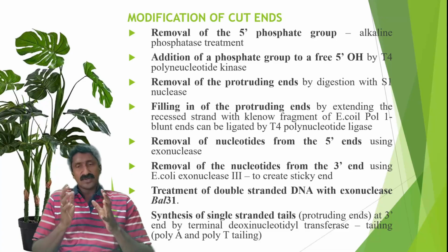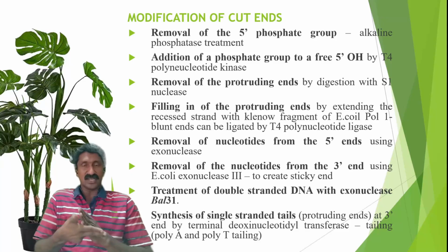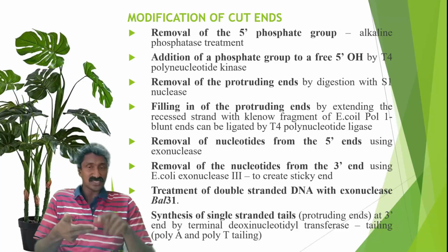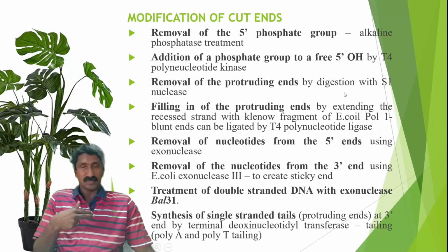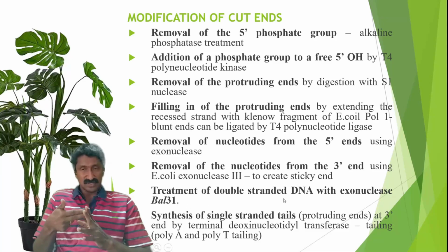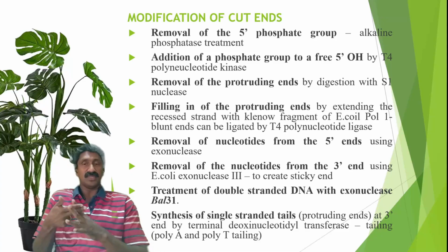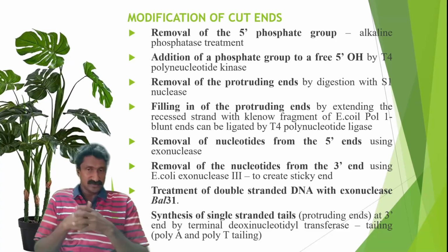Now, treatment of double-stranded DNA with exonuclease is BAL31. So entire double-stranded DNA can be trimmed and its length can be reduced. In the previous case, only one of the strands of the DNA is trimmed or removed, in the 5' end and 3' end cases. Whereas in the case of BAL31, you can have the trimming of both strands from the end, so that the entire strand will be shortened.